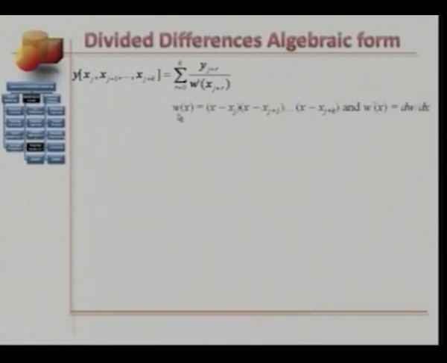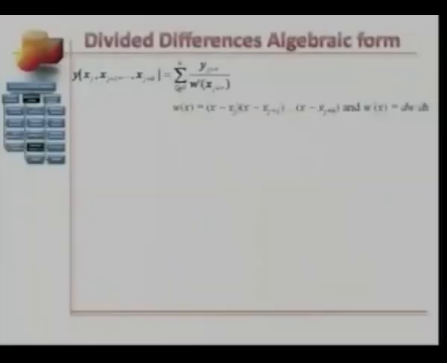So consider a function w of x equals x minus xj times x minus xj plus 1 up till x minus xj plus k. And w prime of x is the first derivative of w with respect to x. Too many indices, and it might not be very clear to you in the first go. Once again, try to remember these terms.